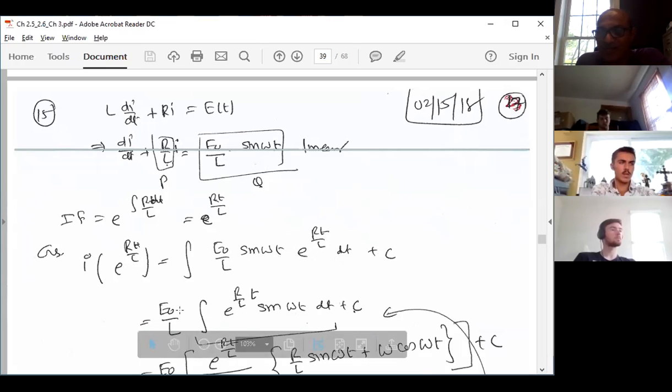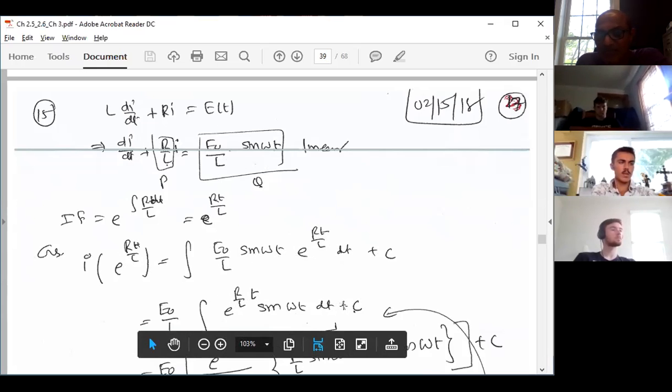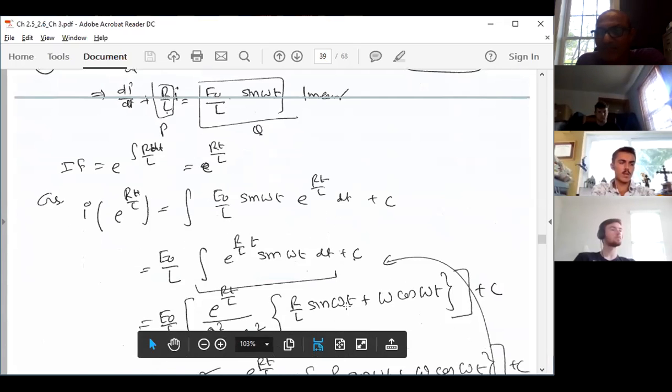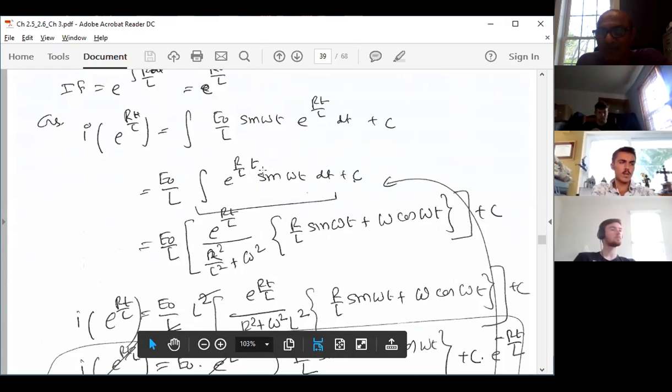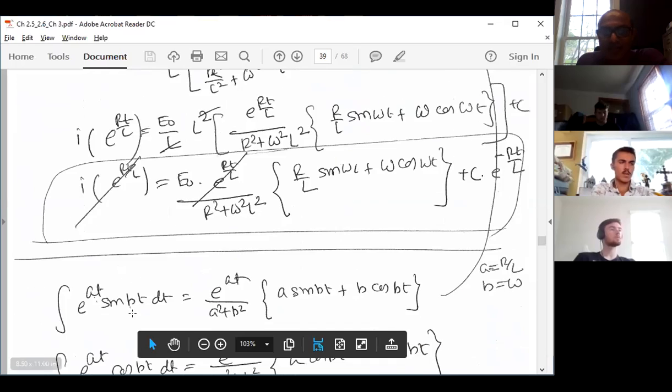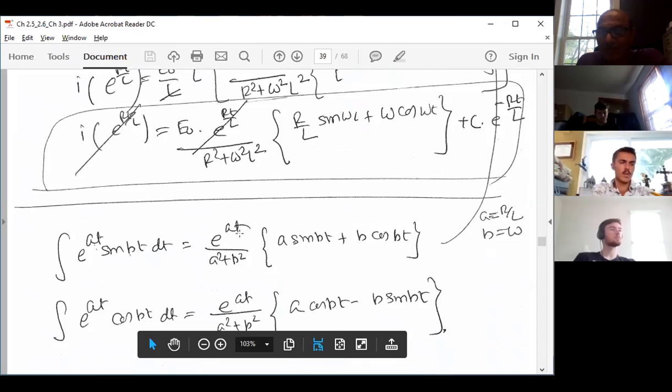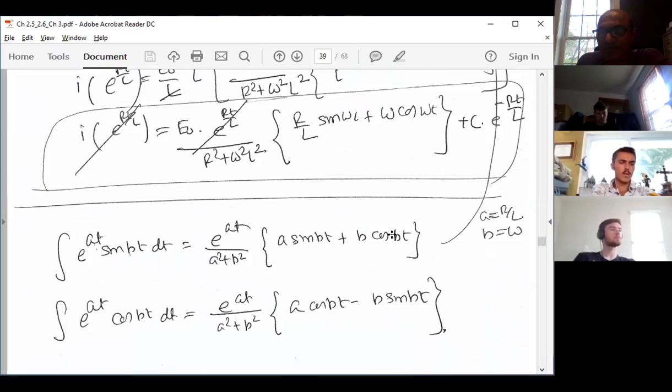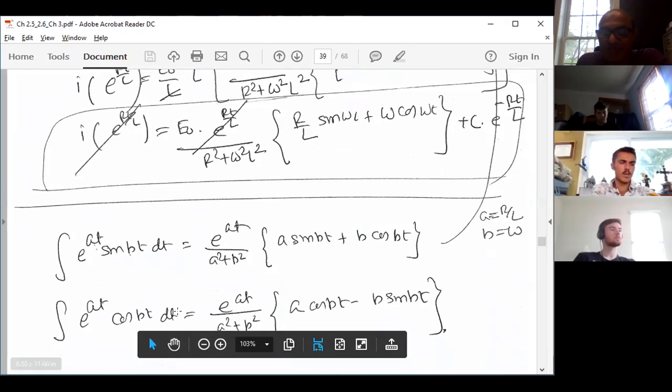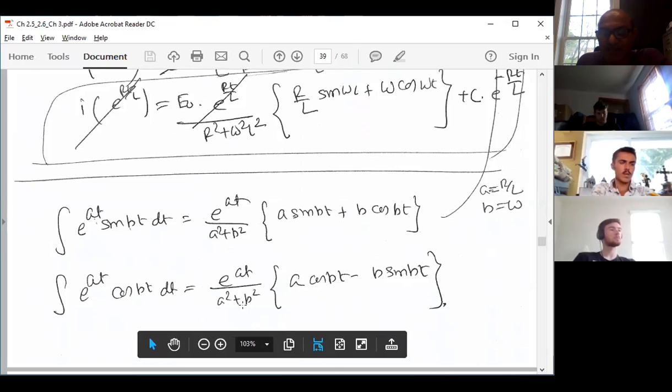E0/L is constant, pull it out. e to the power Rt/L sine omega t dt plus C. This is an integral of the form e to the power at sine bt dt, where a is R/L. There is a standard formula for this type of integral. Look at this arrow. The standard formula is like this: the integral of e to the power at sine bt dt is e to the power at divided by a squared plus b squared, times (a sine bt minus b cosine bt). The integral of e to the power at cosine bt dt is e to the power at over a squared plus b squared, times (a cosine bt plus b sine bt).